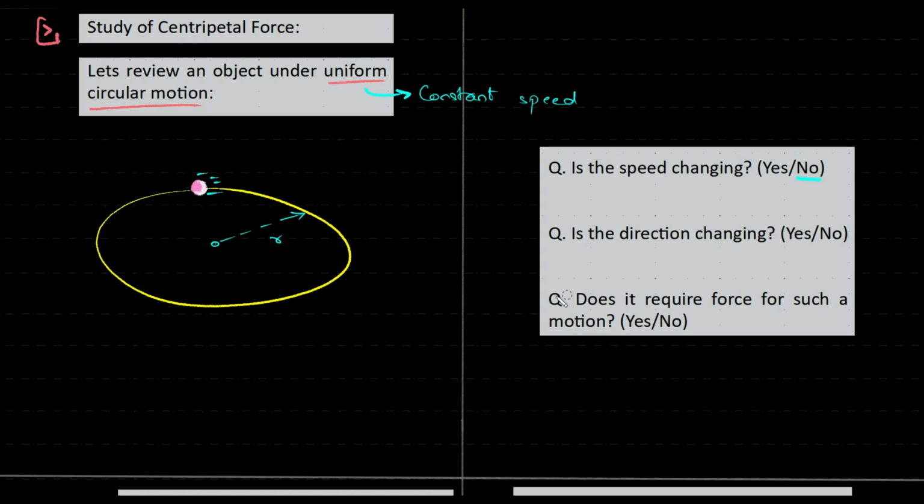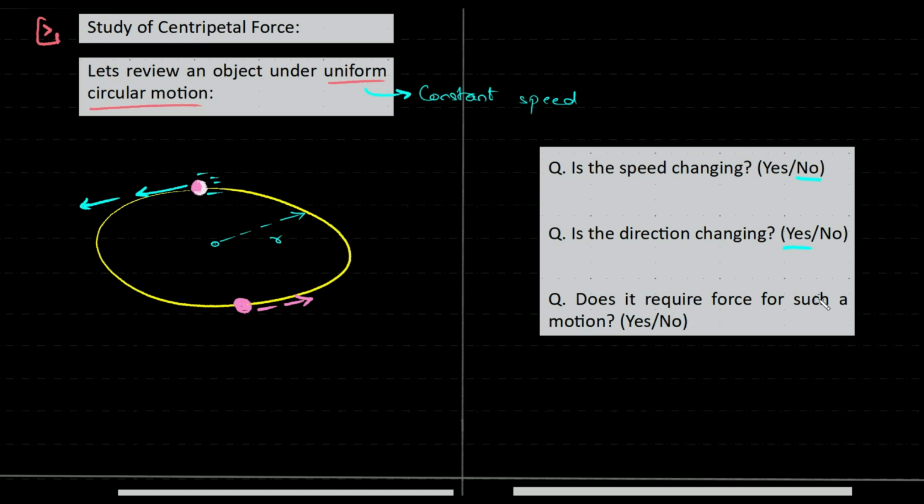Is the direction changing? This you guys have to think. Yes or no? Well, it is yes. Why? Quite simple. Here at this point, in this diagram, the object is moving in this direction, whatever I'm pointing towards. And when it comes, say, over here, at this point, it would be moving in this direction. Make sense? If not, we'll be understanding this in detail. So answer over here is yes, it's changing all throughout.